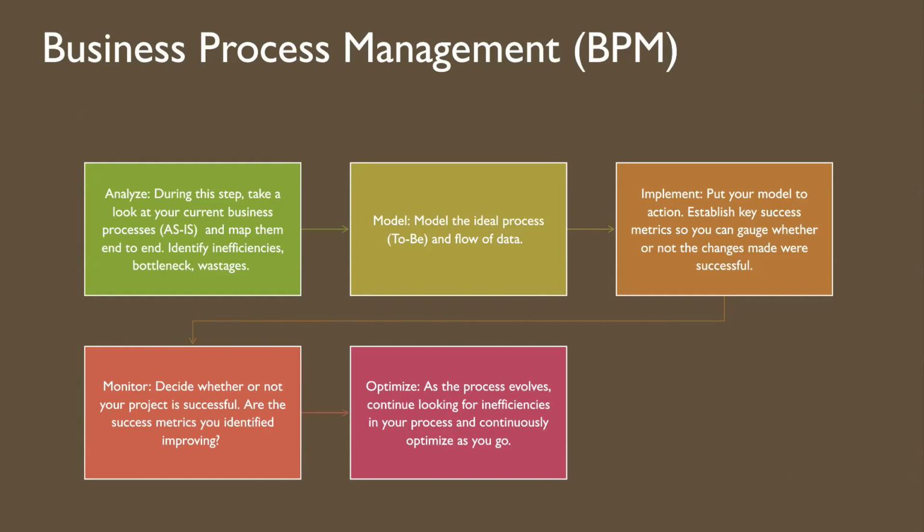And the last stage is to optimize. As we begin to implement and monitor, we begin to see that there are still some adjustments we need to make. Remember, it's a continuous process. It evolves. So we still look for inefficiencies and see a way to improve the process. This is the business process management technique that we're employing in business improvement, process improvement.